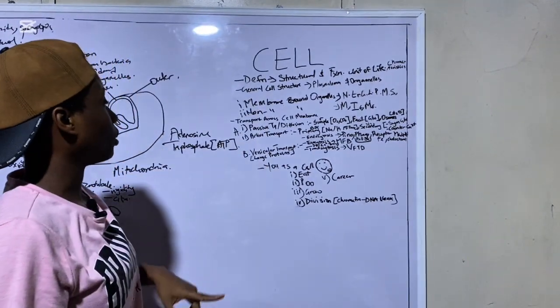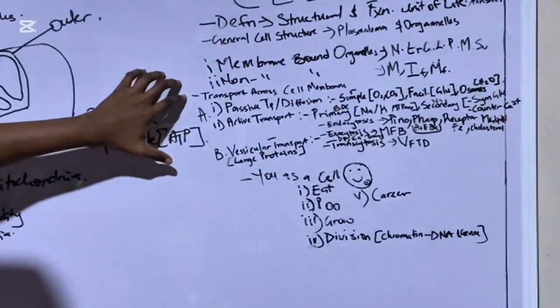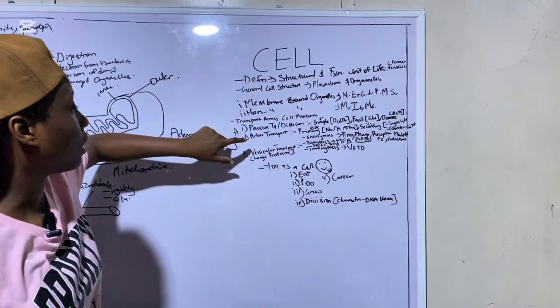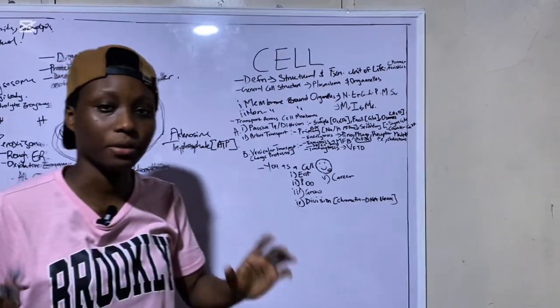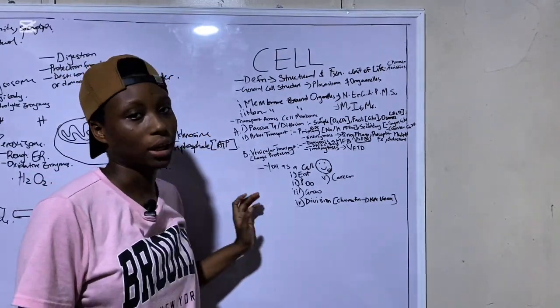Then we're going to talk about transport across cell membrane. There's passive, active, vesicular transport. And then we're going to wrap everything up and tie everything together by talking about you as a cell.